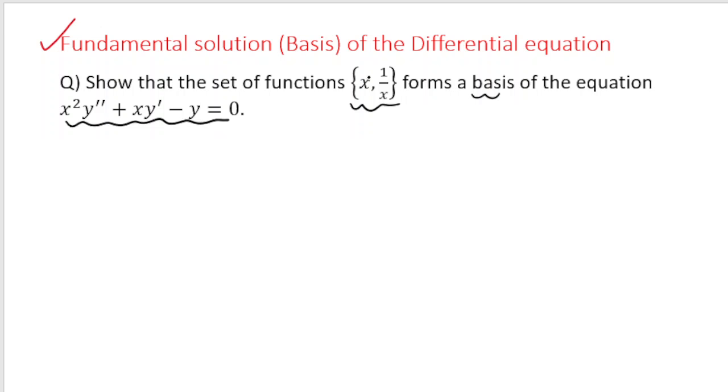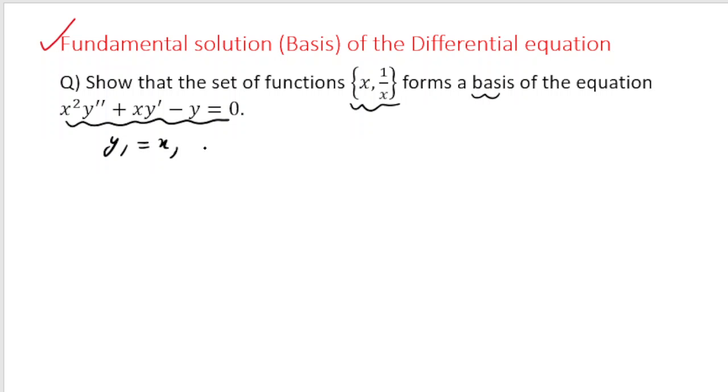So there are two functions, x and 1 by x. Suppose I say that first, y1 is equal to x. First of all I have to check whether this will satisfy this equation or not, because for this to be a basis solution or fundamental solution, both these functions should satisfy this equation, that is point number 1. And point number 2 is that they should be linearly independent. How can we check that they are linearly independent? With the help of the Wronskian. So first check whether these two functions are solutions or not.